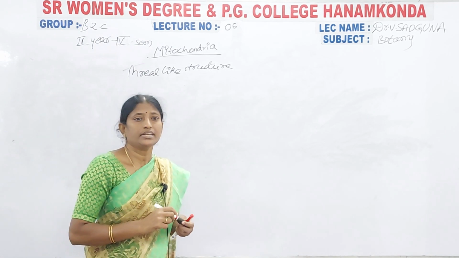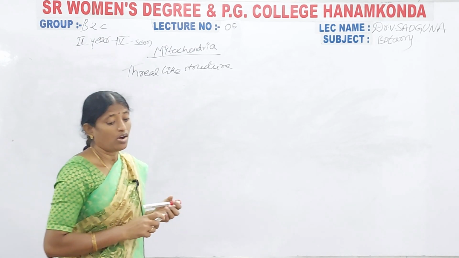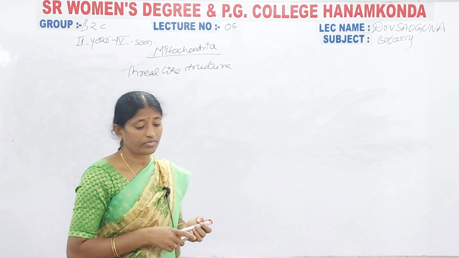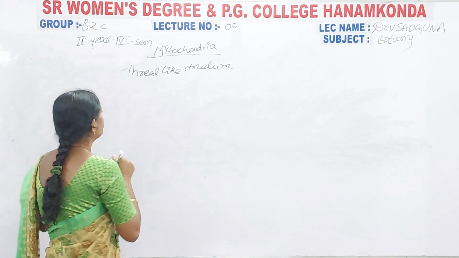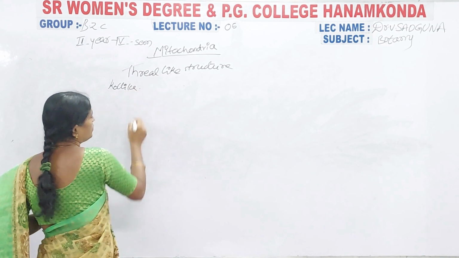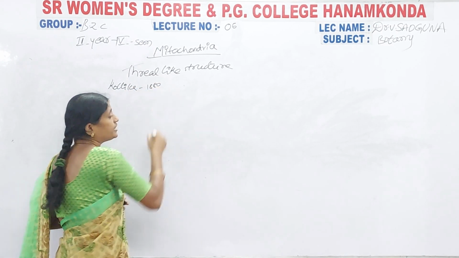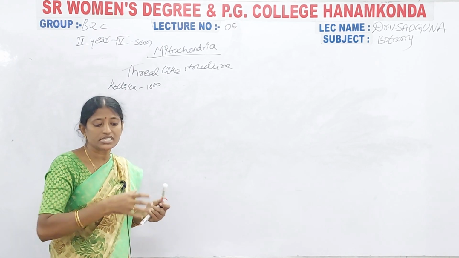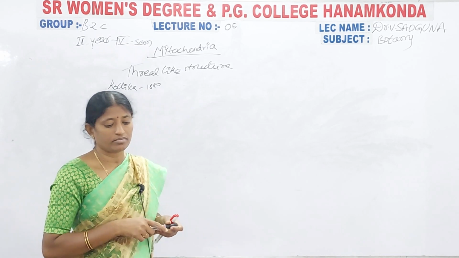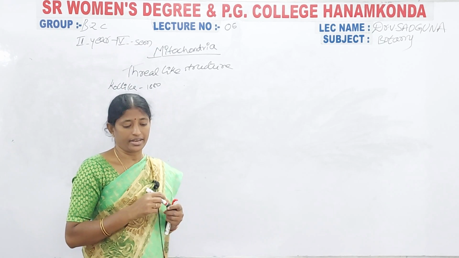The name mitochondria was given by Benda. Before that, Kolliker announced it in 1880. It was the first time it was constructed, and it is known as mitochondria.